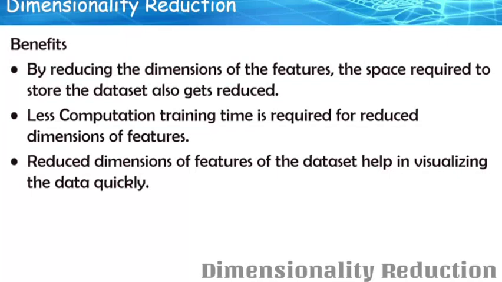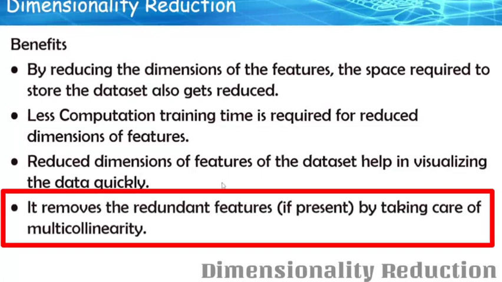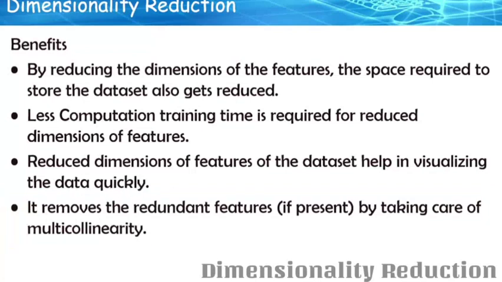But if you have only 2 dimensions after using dimensional reduction, visualization of data becomes quite simple and easy. So that is another benefit. And finally, it removes the redundant features, if present, taking care of the multicollinearity. All the redundant features will be removed here, which is beneficial for us so that we get higher accuracy.